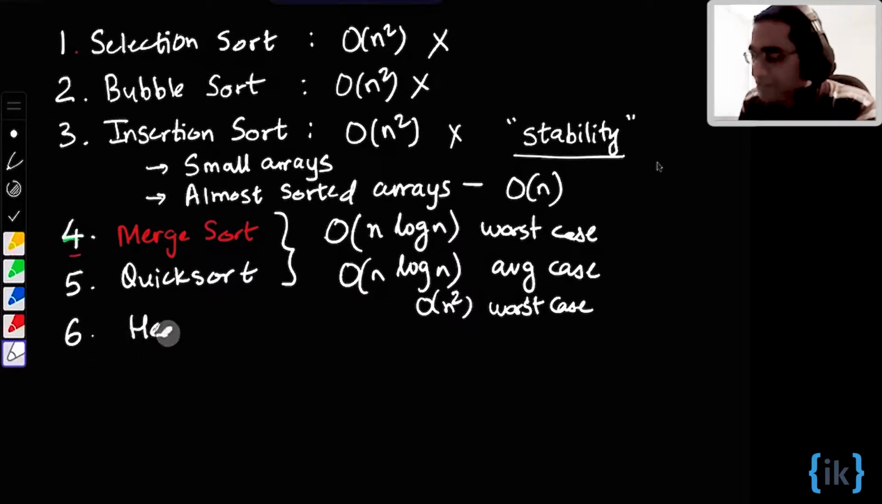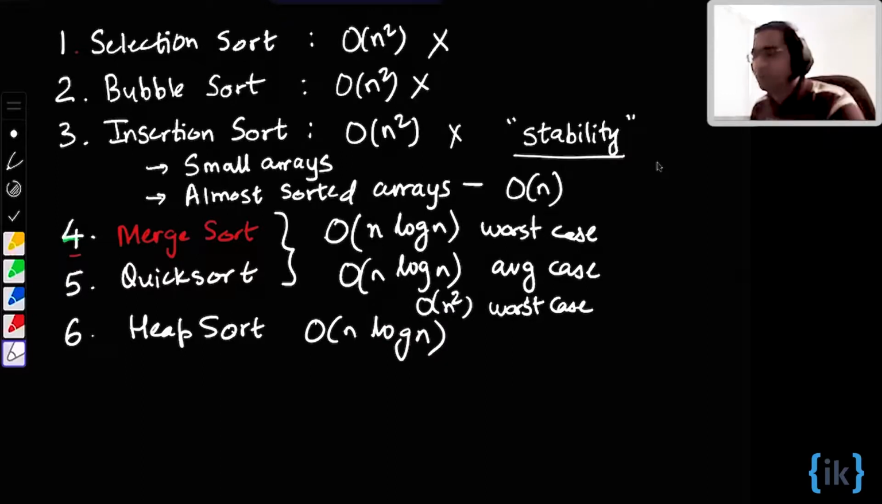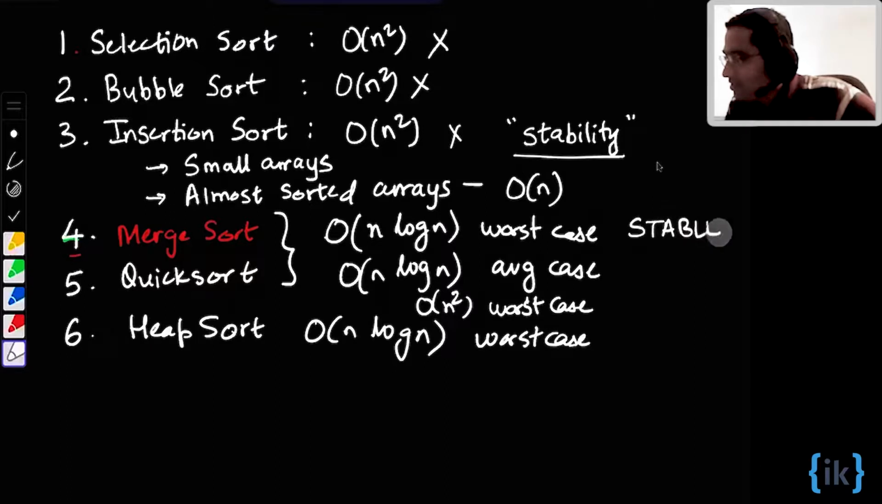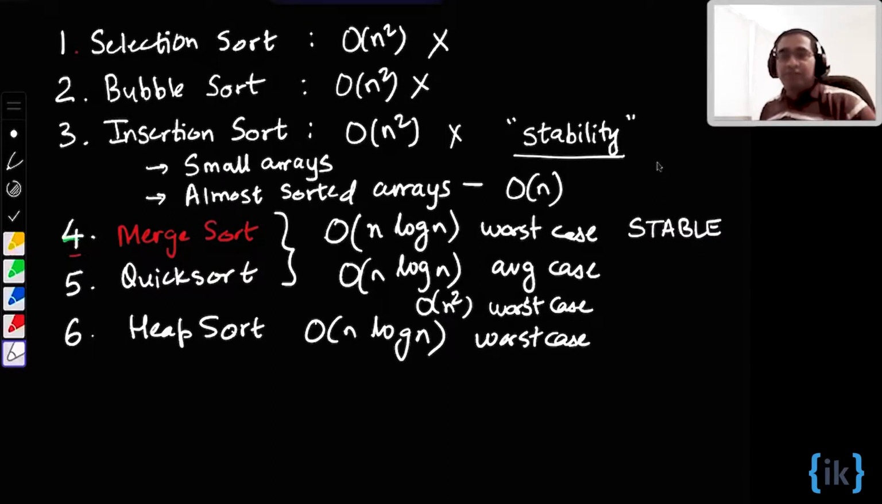Heapsort is the other one, which also runs in n log n time. Between merge sort, quicksort, and heapsort, what are the trade-offs? Stability for merge sort. So merge sort is stable. Now, this doesn't mean it's stable by default. Obviously, you have to be careful when writing your code that you write it in a way that it's stable. But it's easy to make merge sort stable.